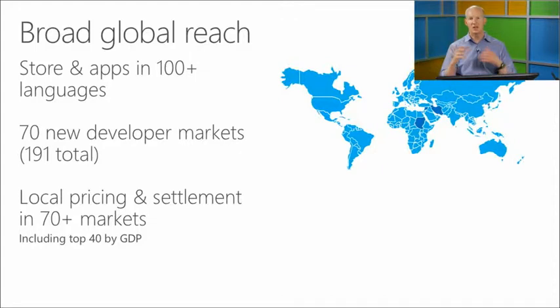Okay. You also have incredible global reach when you publish to the Windows Store. So we have the store and apps in over 100 languages in 70 new developer markets, for a total of 191 in total. And then we provide local pricing and settlement across 70 different markets, including the top 40 by GDP.